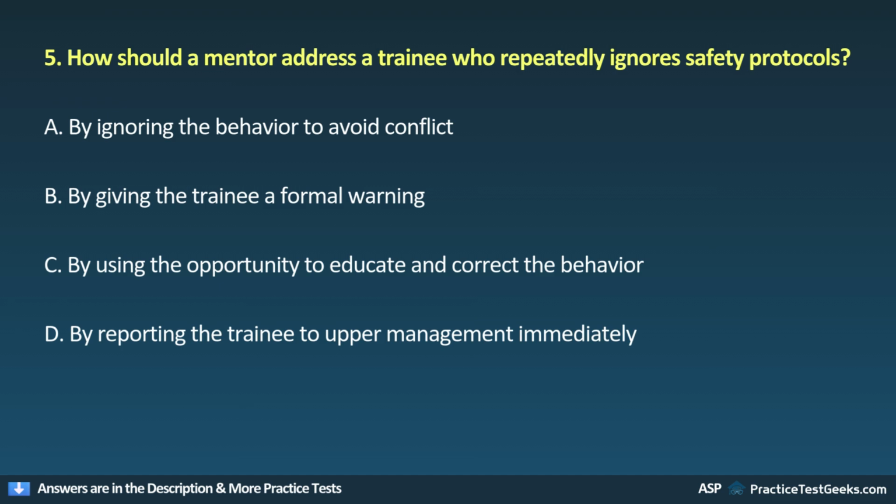5. How should a mentor address a trainee who repeatedly ignores safety protocols? A. By ignoring the behavior to avoid conflict. B. By giving the trainee a formal warning. C. By using the opportunity to educate and correct the behavior. D. By reporting the trainee to upper management immediately.